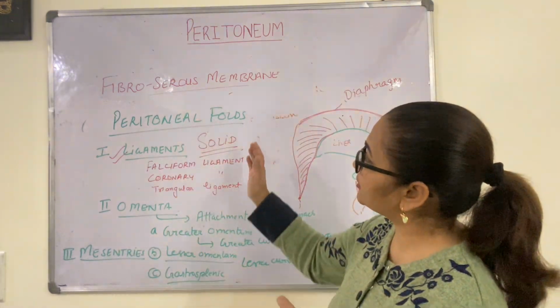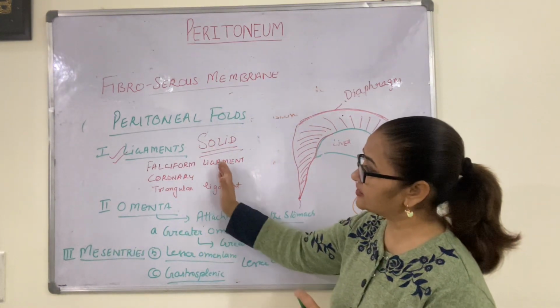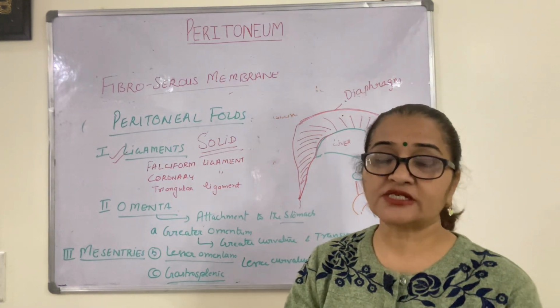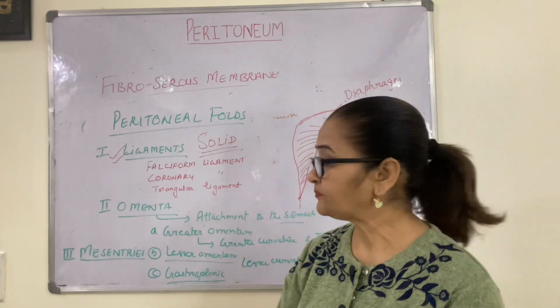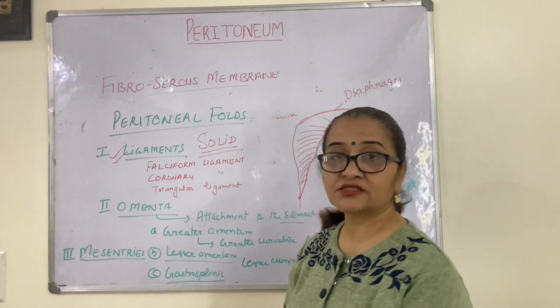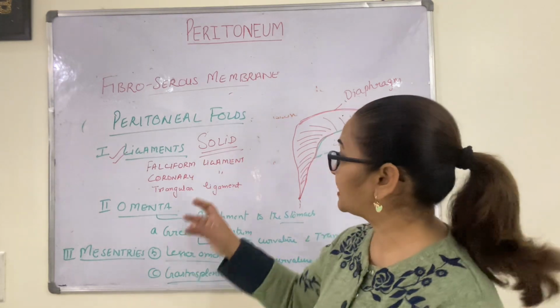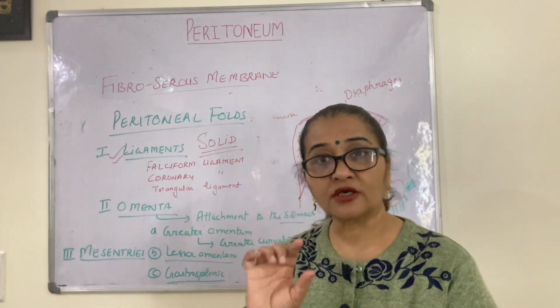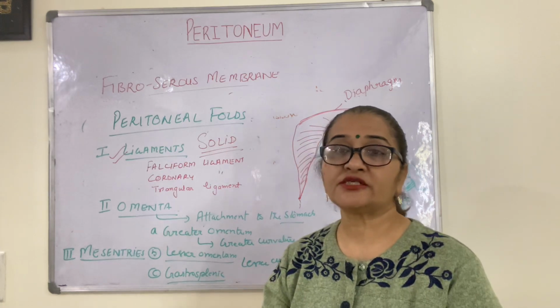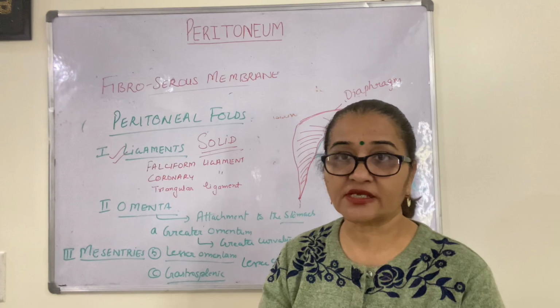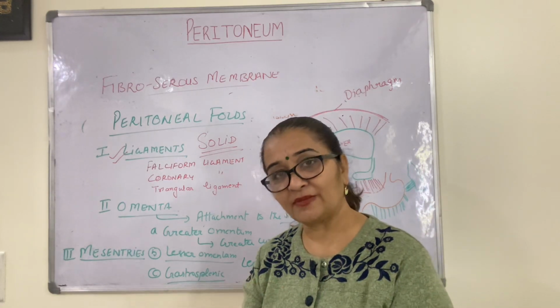And what are the different folds of the peritoneum? Those are ligaments, omenta, and mesenteries. In today's lecture, I will discuss this much only. But in my next lecture, we will discuss the different sacs, because the space present between the parietal and visceral peritoneal covering is known as the peritoneal sac. Accordingly, we will discuss what the greater sac is and what the lesser sac is, but in my next lecture.